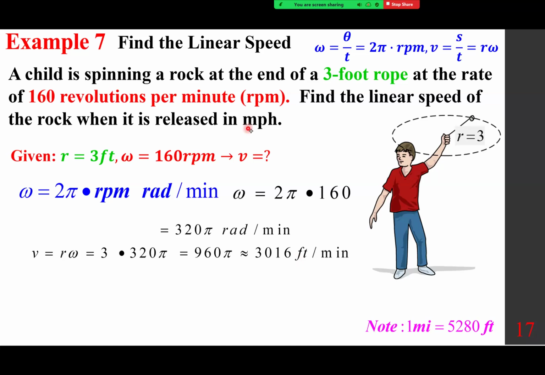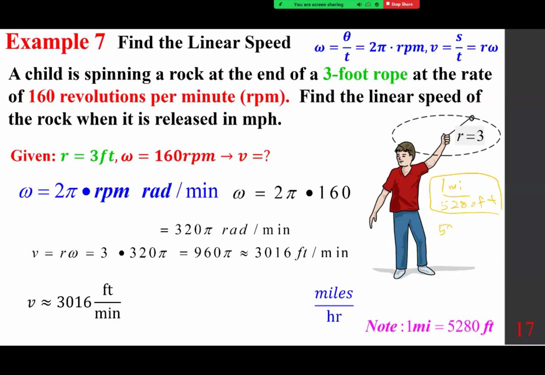But we want it in mph, miles per hour. So let's make the conversion. We have the V almost, this is not precise, 3016 feet per minute. And we want to change this to miles per hour. Remember, 1 mile is 5,280 feet. So I can put this one at top of this as a fraction. It's called the unit conversion. Or I can put this one at top of that. Let me actually write both so you see what I mean. This 1 mile over 5,280 feet is called unit conversion. So is this one, 5,280 feet over 1 mile. They are the same, unit conversion.